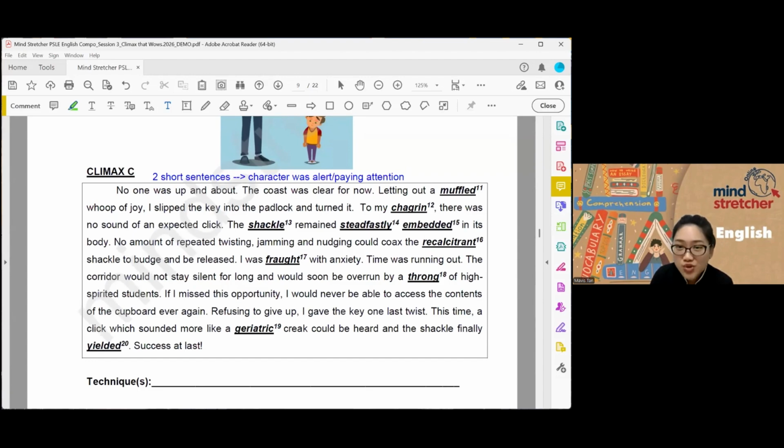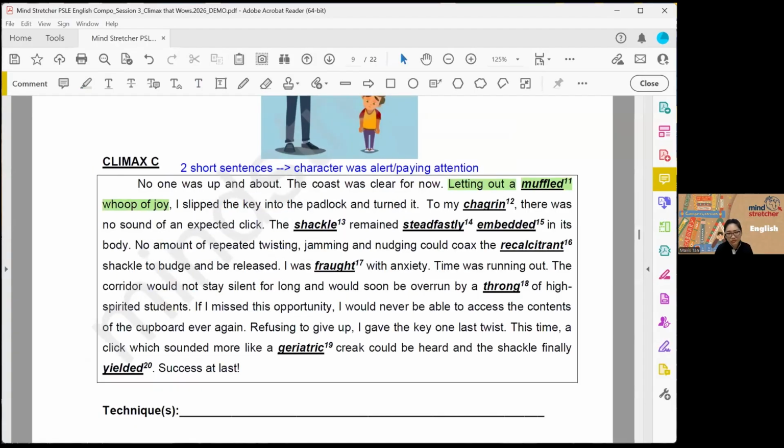So this is an interesting phrase because very often we don't let out muffled whoops of joy. Maybe only for a thief, okay? Or for someone who is more introverted and receives good results, they might go, yes. Okay? Some people go, yes. They do it quietly.